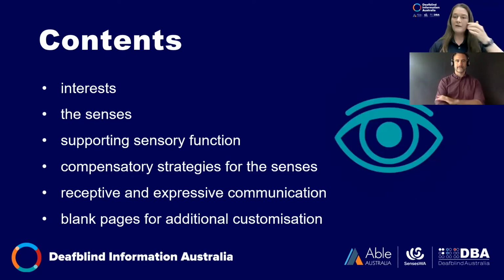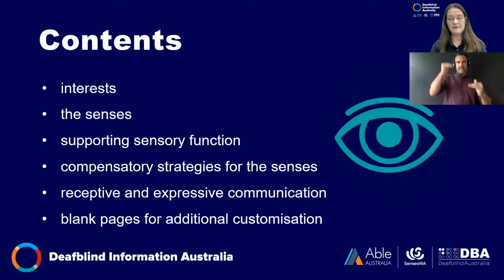The content of the template includes documenting the interests of the person and how they spend their days, describing their senses, including vision and hearing, and supporting their sensory function. So if they have some functional vision or some functional hearing, how do we best support those senses? Should compensatory strategies be required for those senses? What are these?